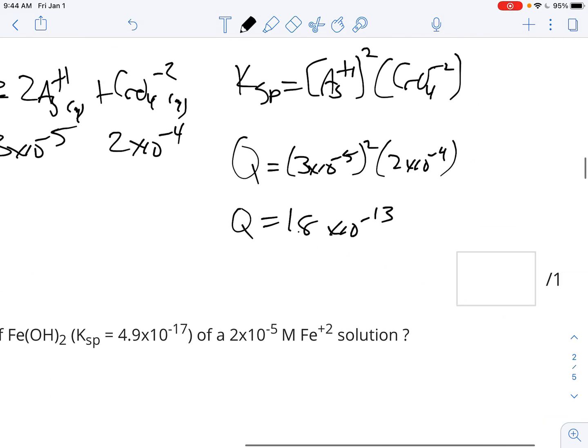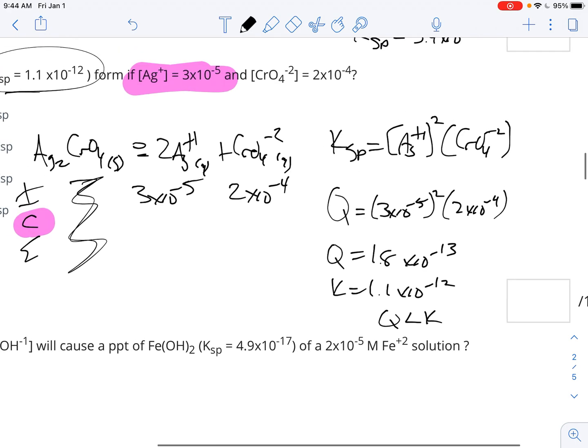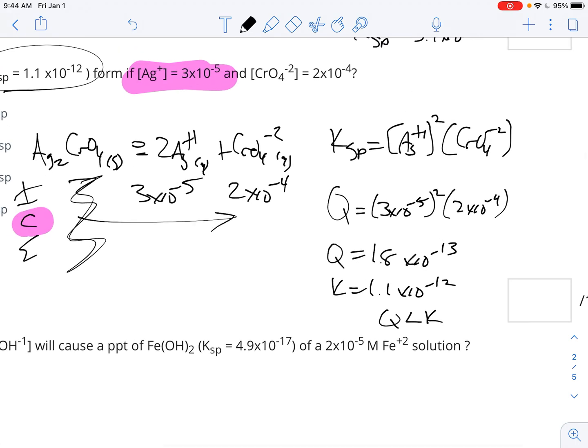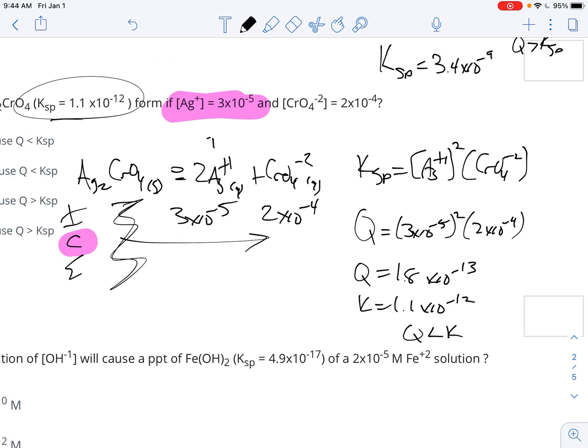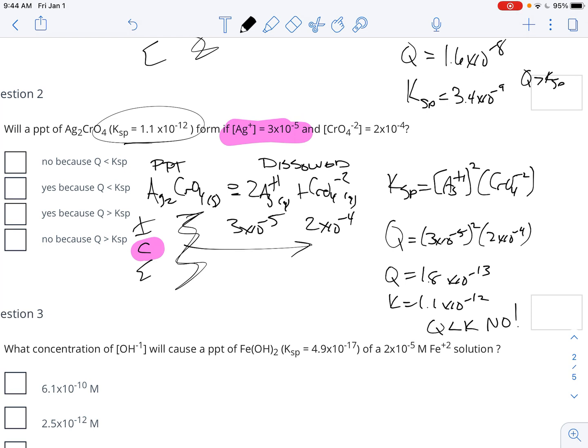And they told us that the K value up here is 1 times 10 to the negative 12th. So Q is less than K. So if Q is less than K, then the reaction goes over to the right-hand side, which is the dissolved side. And if it's on the dissolved side, it's not on the precipitate side. So this is no precipitate forms. Q is less than K, so no precipitate forms.